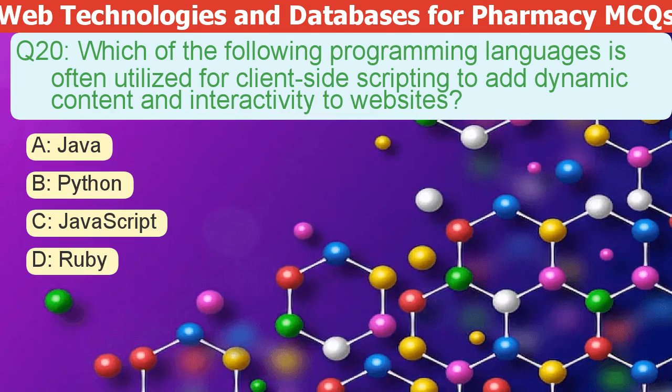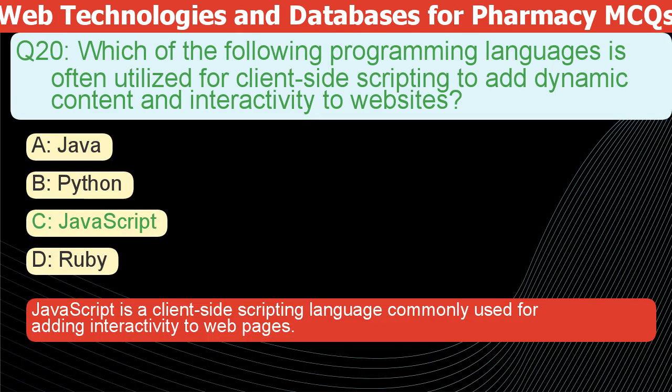Which of the following programming languages is often used for client-side scripting to add dynamic content and interactivity to websites? A. Java. B. Python. C. JavaScript. D. Ruby. The correct answer is C. JavaScript is a client-side scripting language commonly used for adding interactivity to web pages.